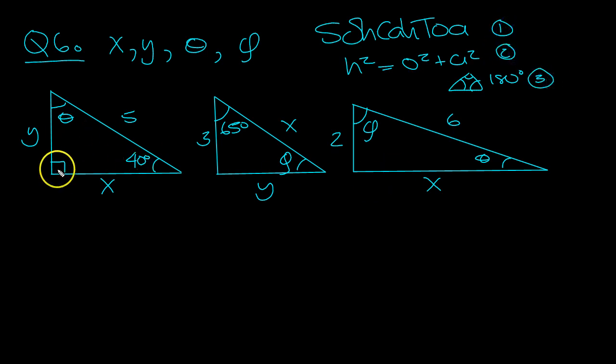So if that's 40, that's 90, then these two must add up to 90, mustn't they? Because all of them add up to 180. So theta must be 50 degrees. Theta is equal to 50 degrees.